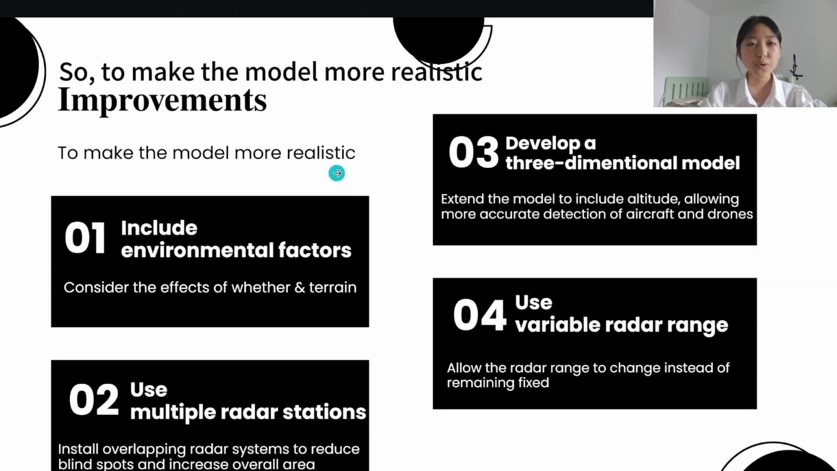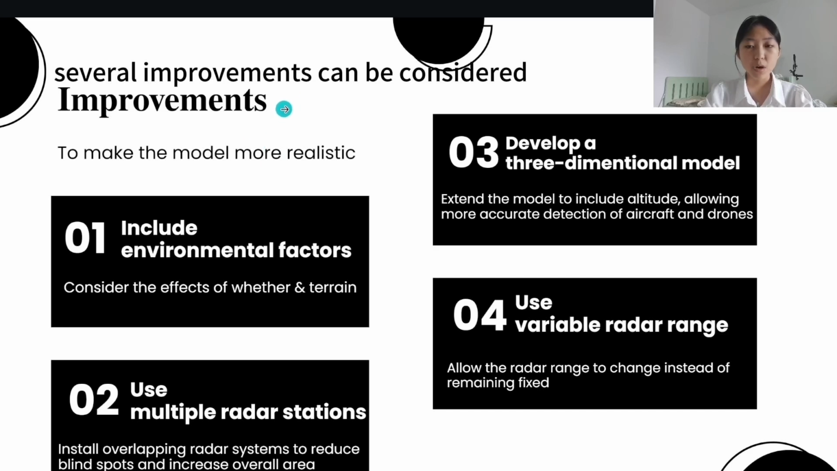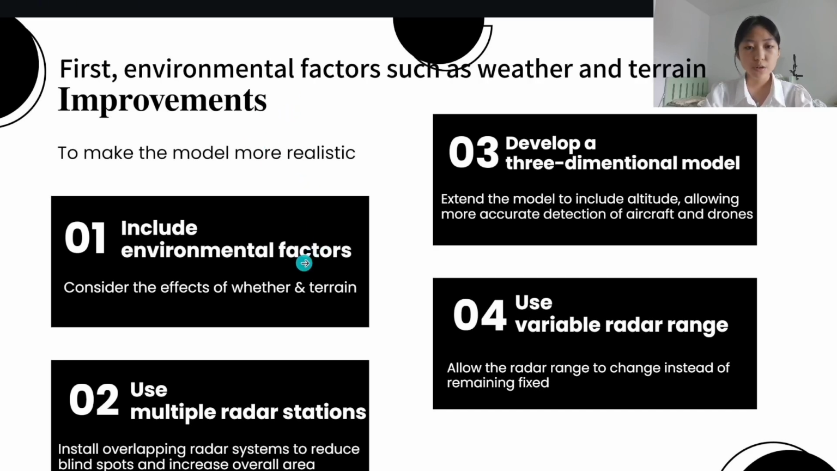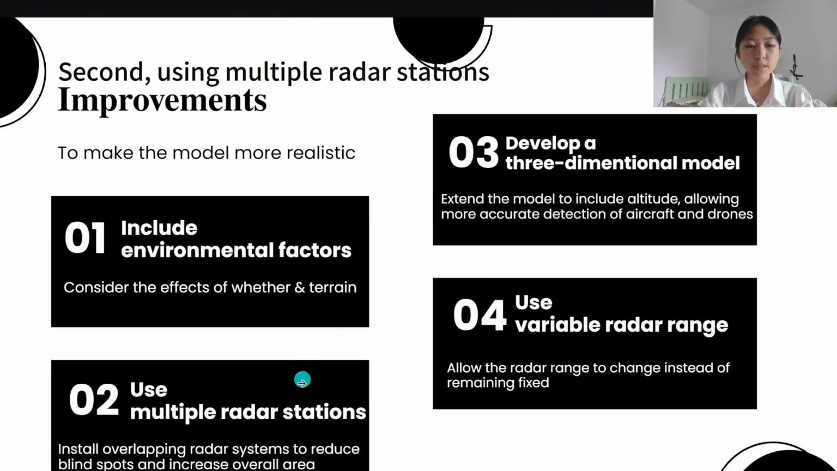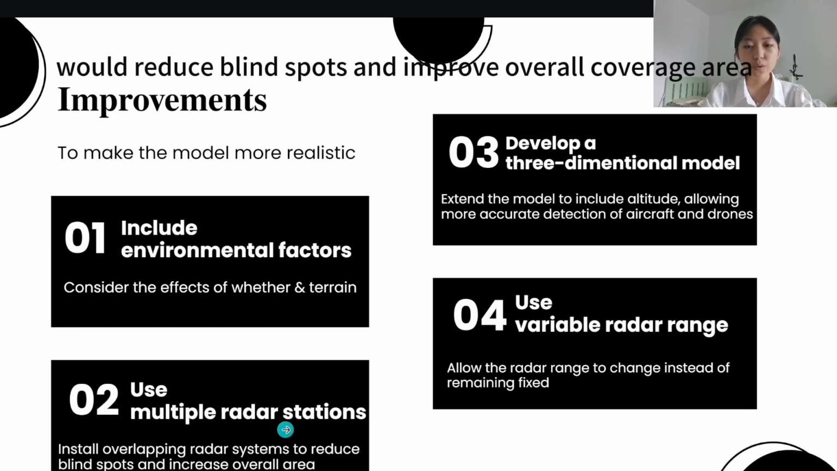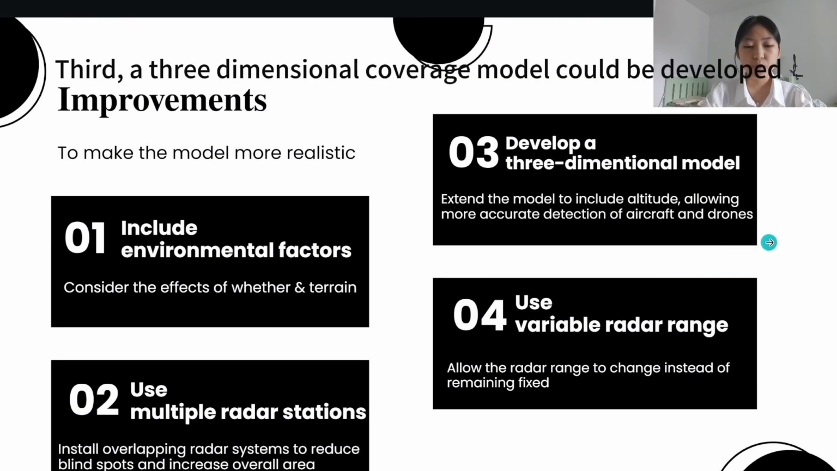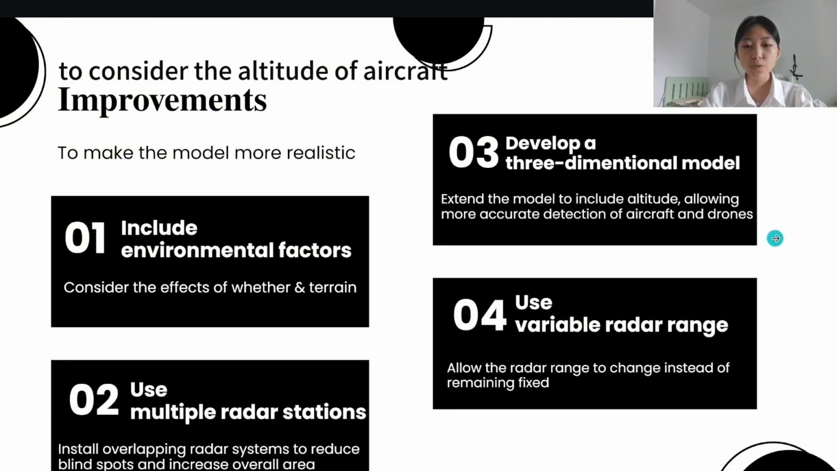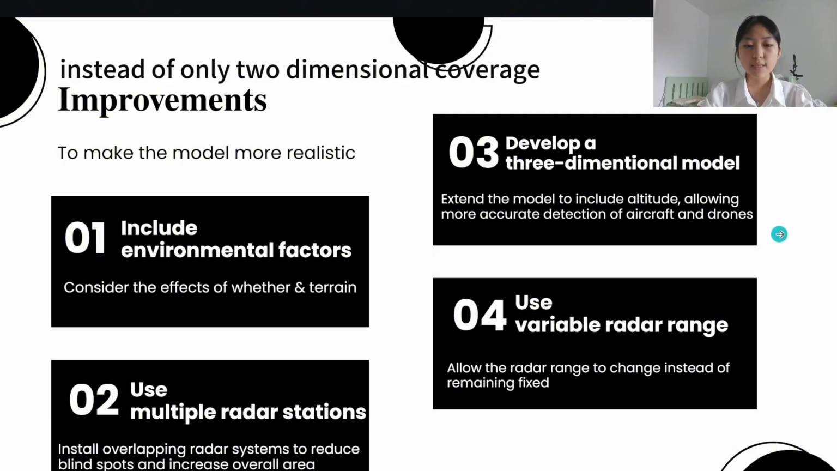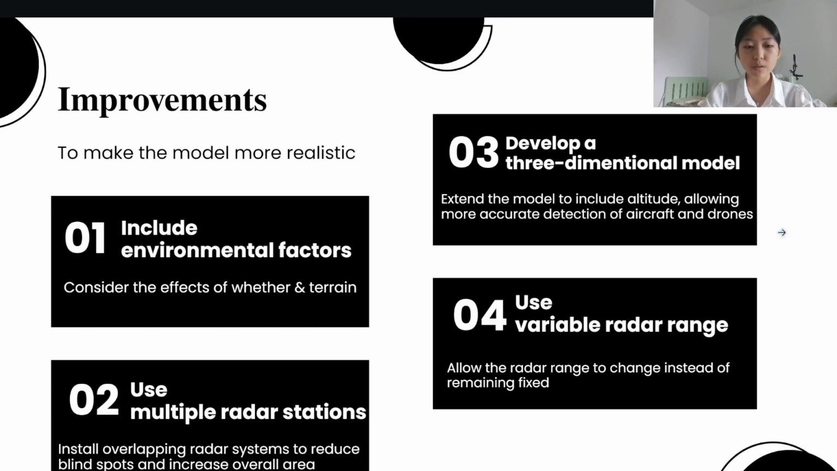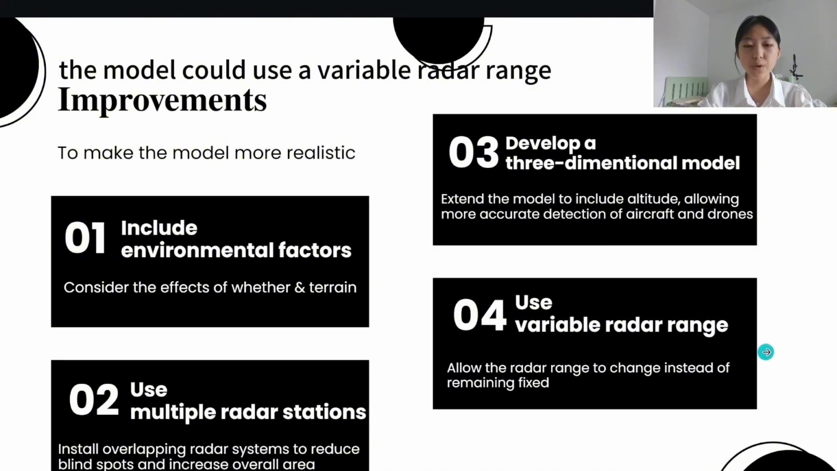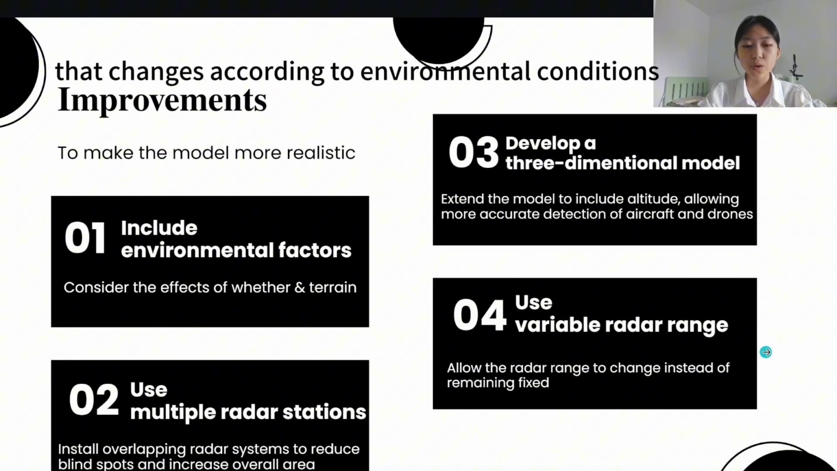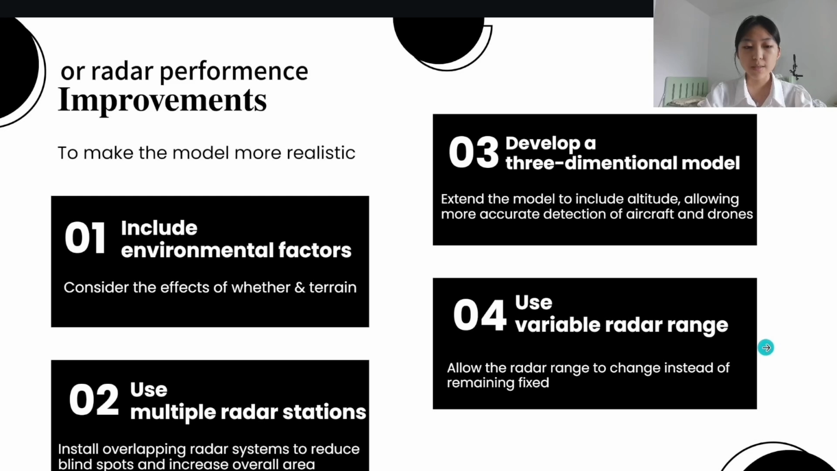So, to make the model more realistic, several improvements can be considered. First, environmental factors such as weather and terrain could be included in the mathematical model. Second, using multiple radar stations would reduce blind spots and improve overall coverage area. Third, a three-dimensional coverage model could be developed to consider the altitude of aircraft instead of only two-dimensional coverage. Finally, rather than assuming a fixed detection range, the model could use a variable radar range that changes according to environmental conditions or radar performance.